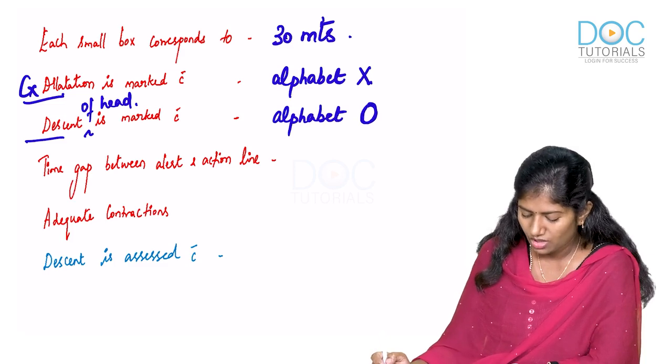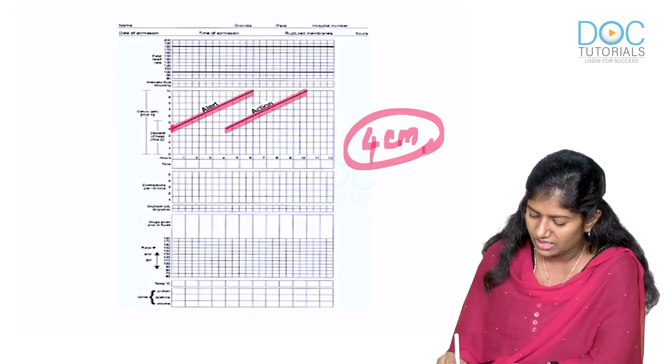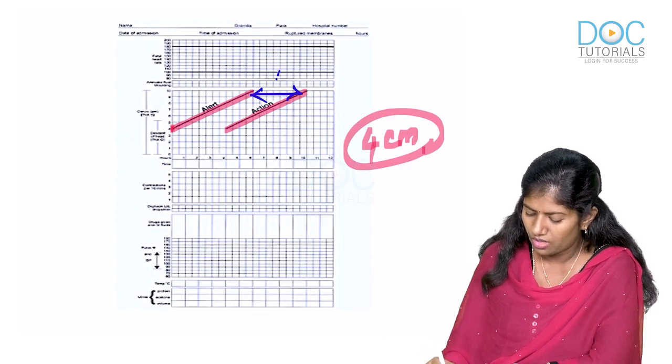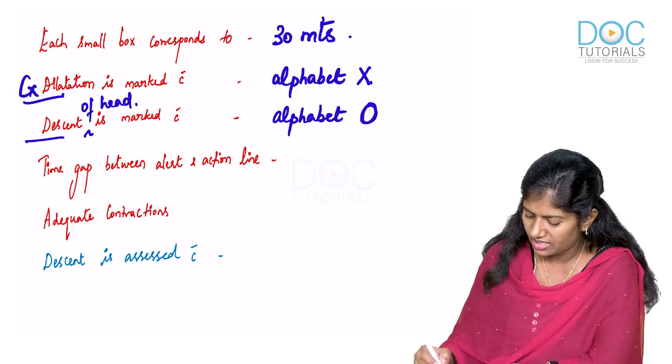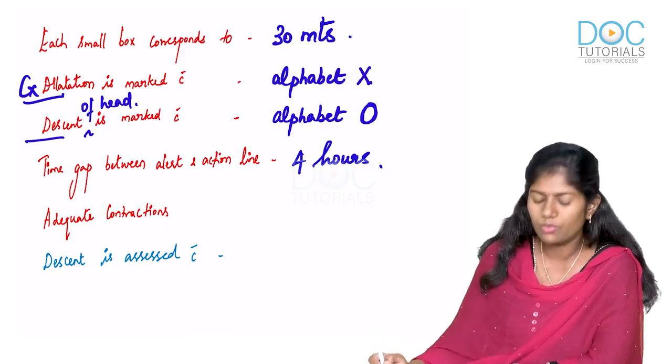What is the time gap between the alert and action line? The time gap between these two lines, the alert and the action line, is 4 hours.